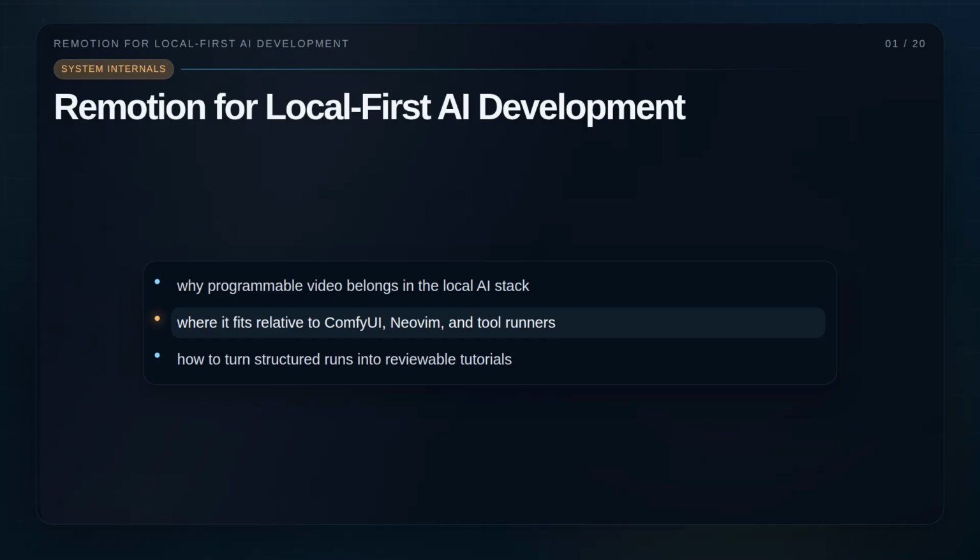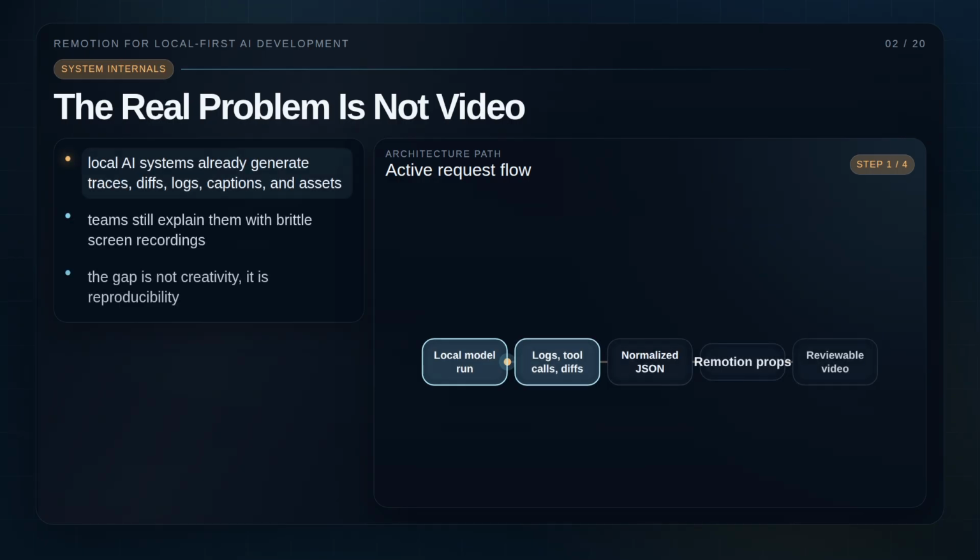Remotion gives you a programmable presentation layer on top of those artifacts. That means explainers, previews, demos, and recap videos can be generated from the same local state that your product already understands. The hard part is not getting pixels onto a video track. The hard part is making the explanation match what the system actually did.